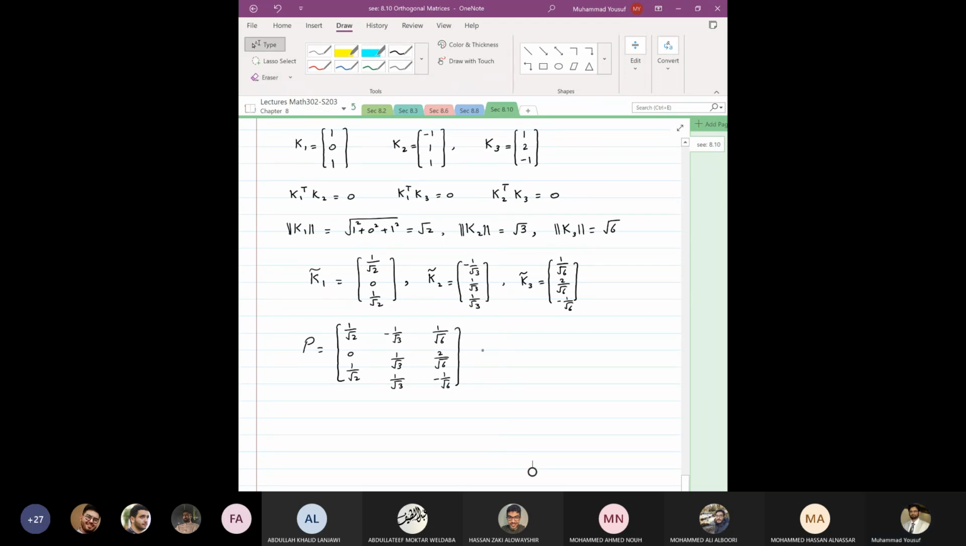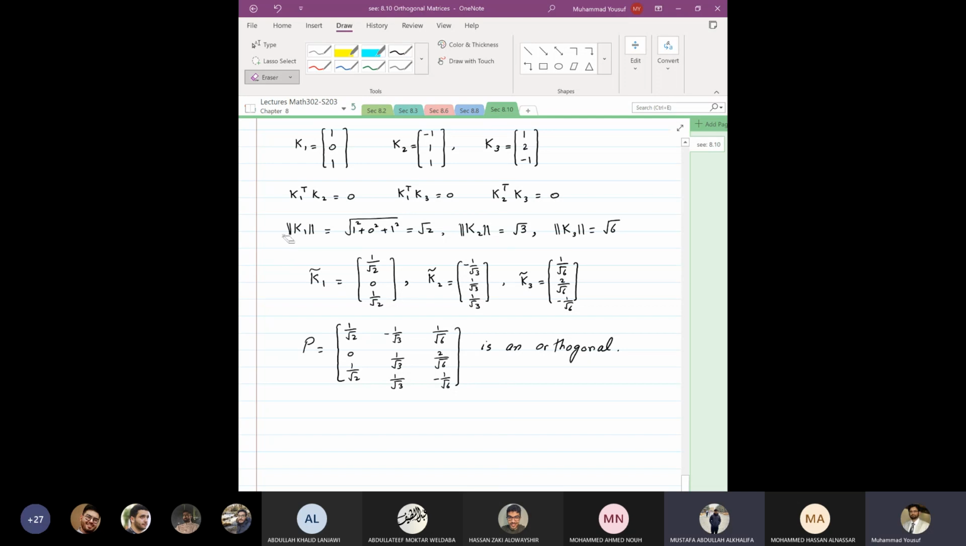Teacher, do we use the norm after we multiply K1 transpose by K2, right? No. That is just to check that they are orthogonal. That is, we verify that they are orthogonal. So we should use the norm.